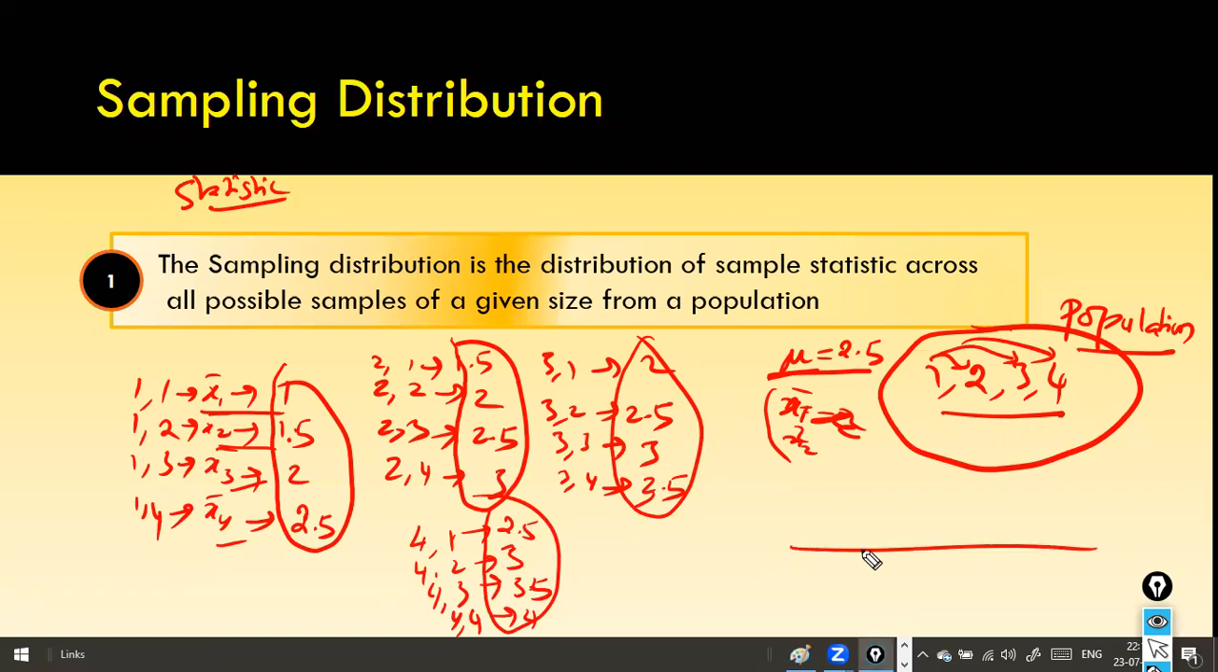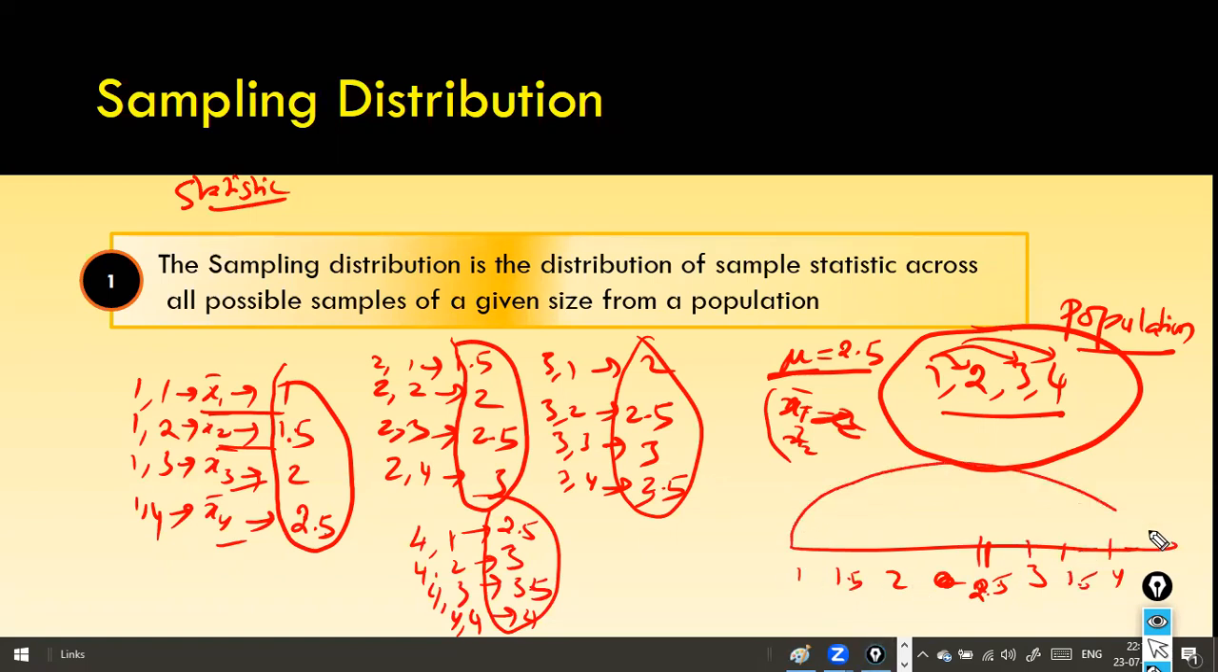If you plot it, instead of specifying each and every value, you have 1, 1.5, 2, 2.5. Your population mean is somewhere here, 2.5, and the 2.5 for this sample falls exactly in the middle. And here you have 3, 3.5 and 4.